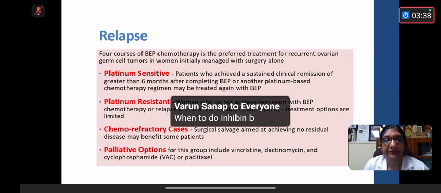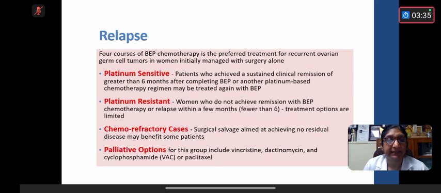And if the patients who have achieved a standard clinical remission of greater than 6 months after completing the BEP regime or another platinum-based chemotherapy come with a recurrence, then they can be treated again with BEP. So these are the platinum sensitive patients. But those women who do not achieve remission with BEP or relapse within a few months, lesser than 6 months, these are the platinum resistant and other treatment options are to be considered. In chemorefractory cases, surgical salvage aimed at achieving no residual disease may benefit some patients, and sometimes you may even have to give palliative options.